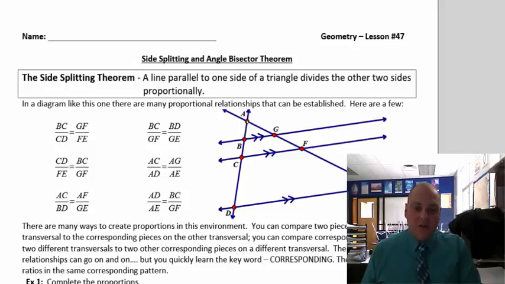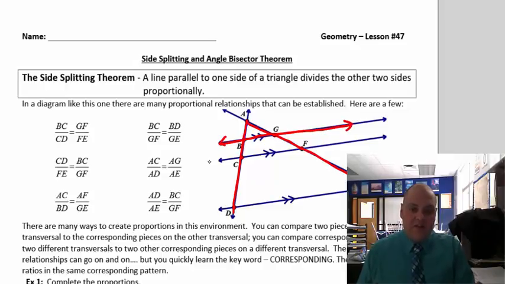See how we have this side right here, and we have this side right here of this triangle. All right? Because we have this side splitter, and they are parallel, it divides the sides proportionally. Okay, and the same thing with this one right here.